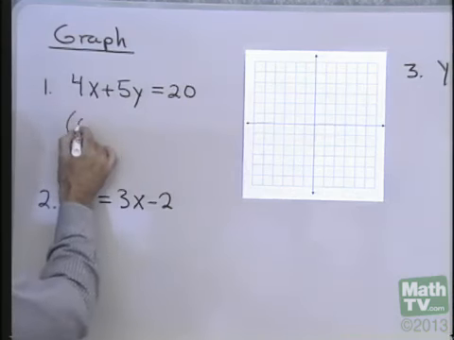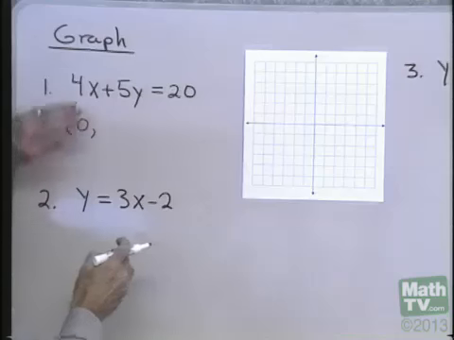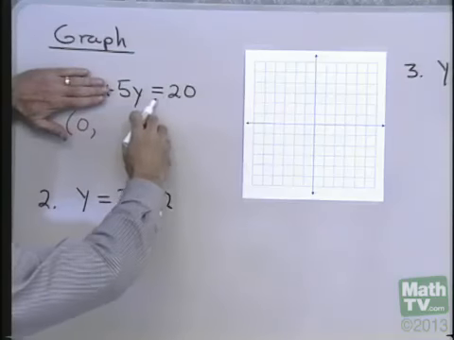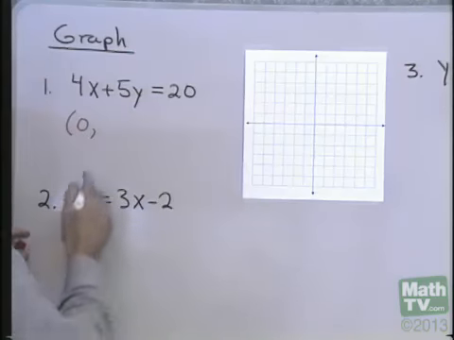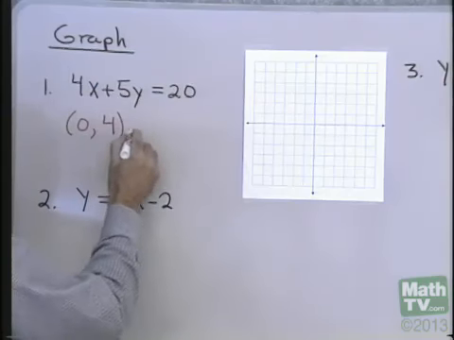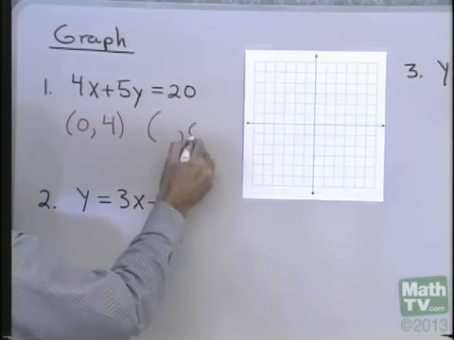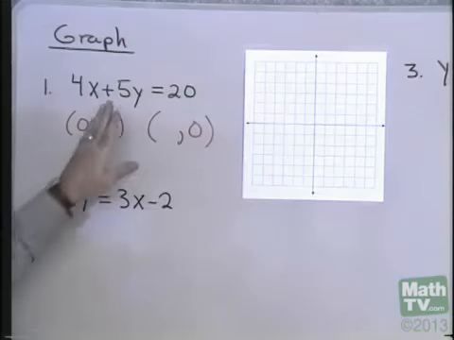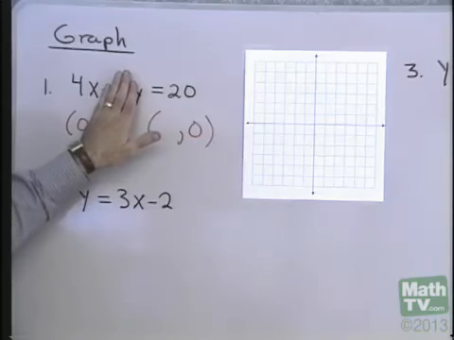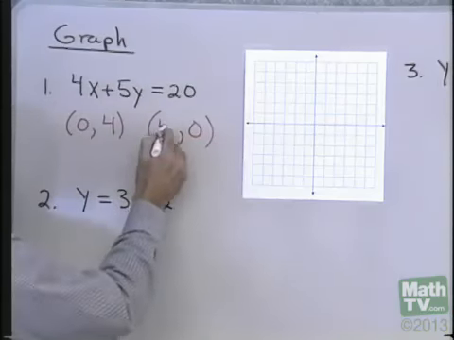So let's let x be equal to 0. When x is equal to 0, the equation becomes 5y equal 20, so y is equal to 4. So this has a y-intercept of 4. And then let's let y be equal to 0. Then that term becomes 0, and the equation is 4x equal 20, so x is equal to 5.